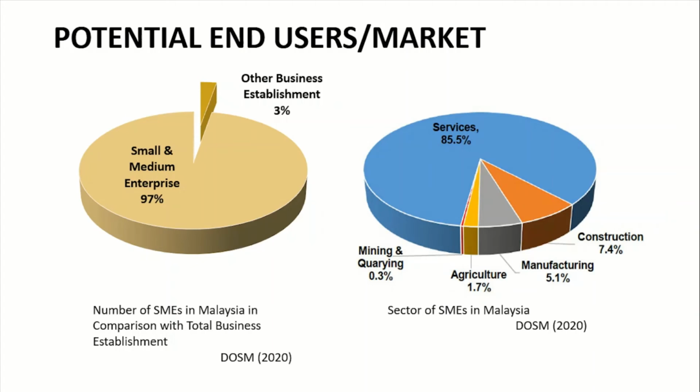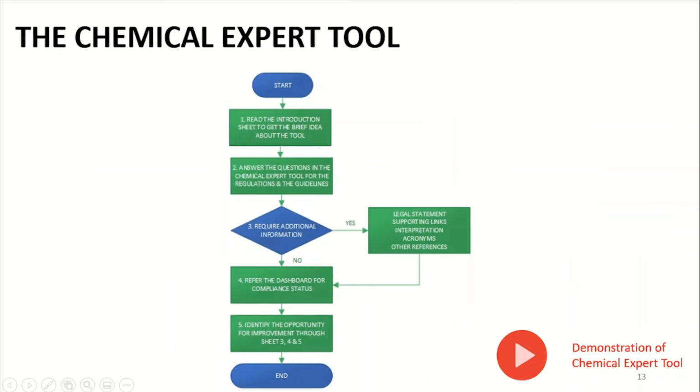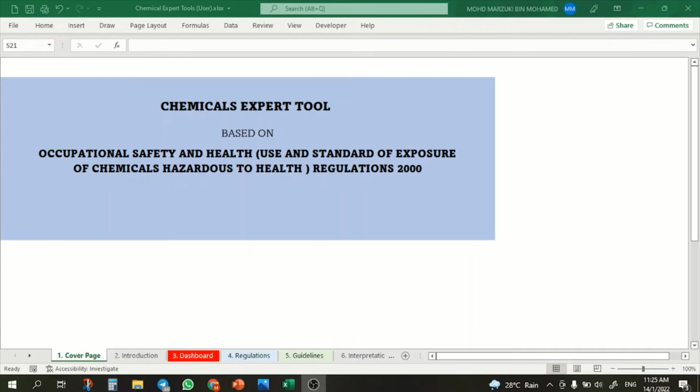The tool can be utilized by all sectors in Malaysia. The main target is SME, as SME constitute 97% of total business establishment in Malaysia. This is the flowchart on how to use the chemical expert tool. For this time being, the chemical expert tool is equipped with 13 Excel sheets that will enable users to assess their organization compliance with USECHH 2000.